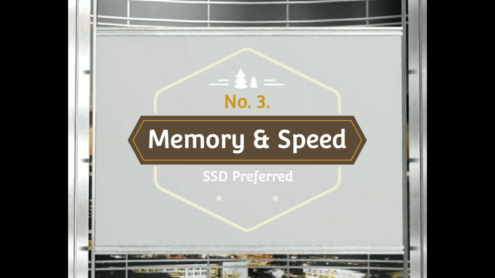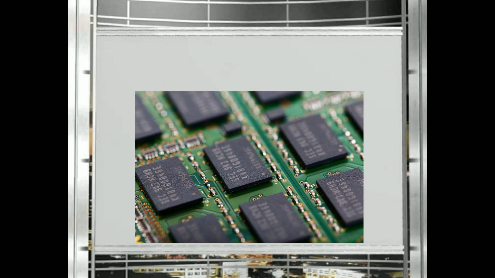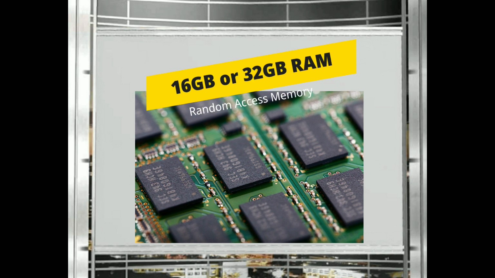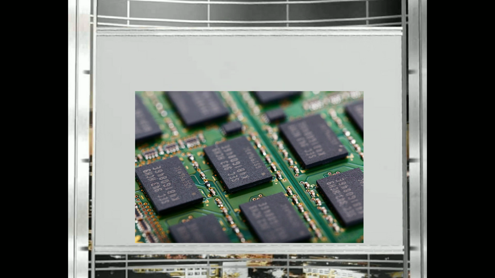Number 3, memory and speed. A minimum of 16 gigabytes of RAM, that is random access memory, is recommended. However, if it comes with less, you can easily upgrade to 16 gigabytes or even 32 gigabytes, especially if you will need to do a lot of graphics and media streaming.